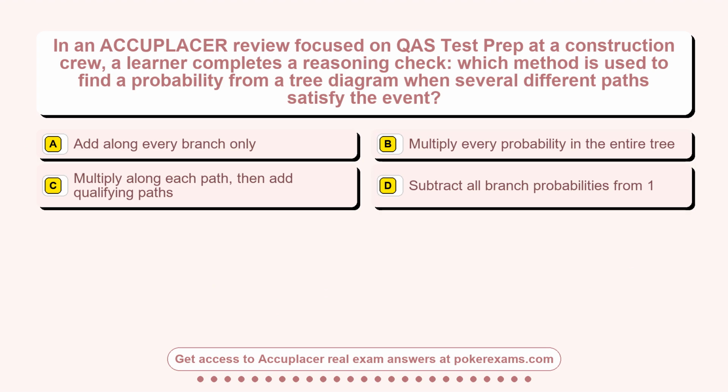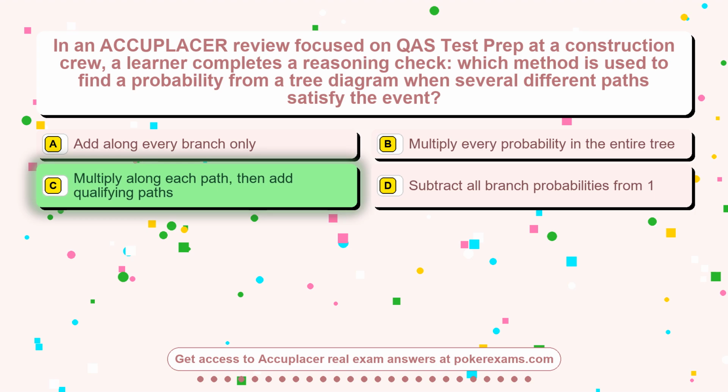Question 5. In an Accuplacer review focused on Quest Test Prep at a construction crew, a learner completes a reasoning check. Which method is used to find a probability from a tree diagram when several different paths satisfy the event? Option A, add along every branch only. Option B, multiply every probability in the entire tree. Option C, multiply along each path, then add qualifying paths. Option D, subtract all branch probabilities from 1. The correct answer is option C, multiply along each path, then add qualifying paths.